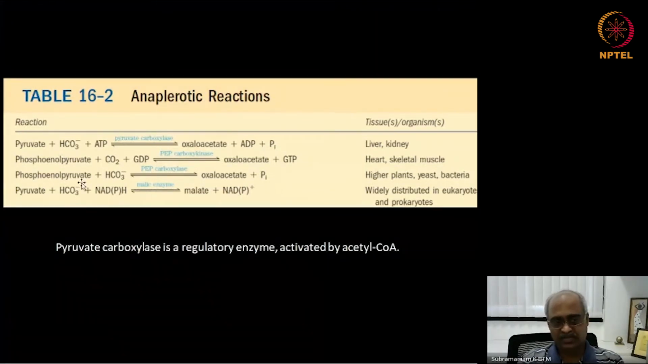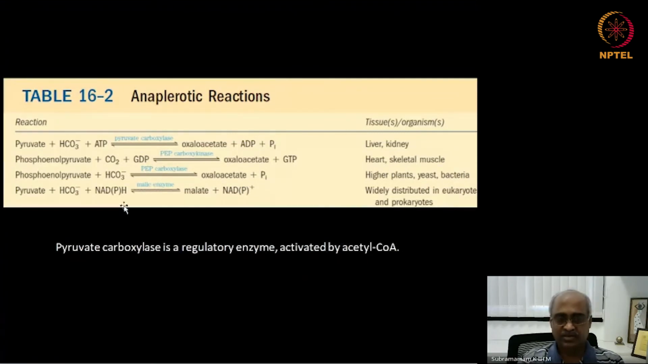Then phosphoenol pyruvate by another route, similar to this with carbonic acid, you have carboxylase making oxaloacetate, that is in these tissues like plants, yeast and bacteria. Then a different way of converting pyruvate, that is malic enzyme to malate. So there is a dehydrogenation involved, and so that is widely in all organisms.